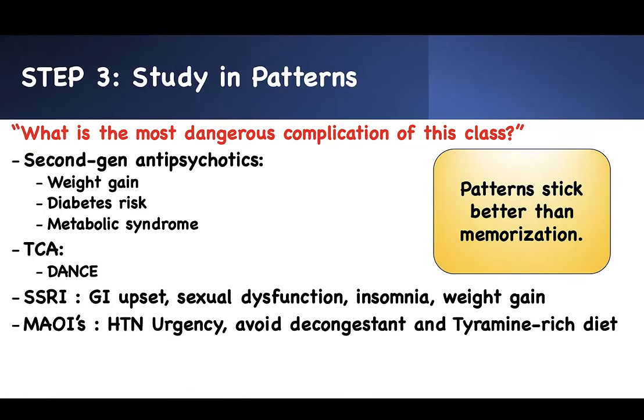MAOIs. I said hypertensive urgency. What pattern would you see? Monitor their blood pressure. Avoid nasal decongestants because they will worsen the situation. You have hypertensive urgency. They should avoid tyramine-containing food, which will worsen their condition. So patterns stick better. You memorize the pattern. You say, oh, if I see MAOIs, I'm looking for hypertensive urgency and for them to avoid tyramine food or decongestants.